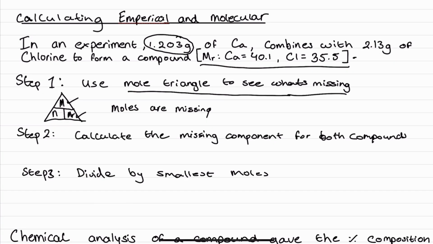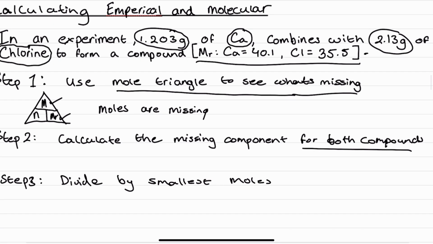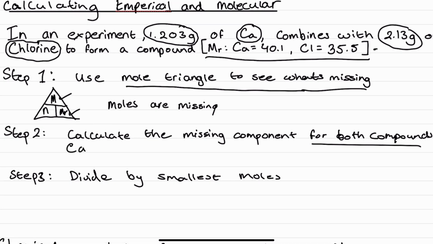Next step is to calculate the missing component for both compounds. Right, now reading the question again, we know that in an experiment 1.23 grams of calcium combines with 2.13 grams of chlorine. So the two elements that we need to be able to calculate the moles for are calcium and chlorine. So first we'll do calcium.